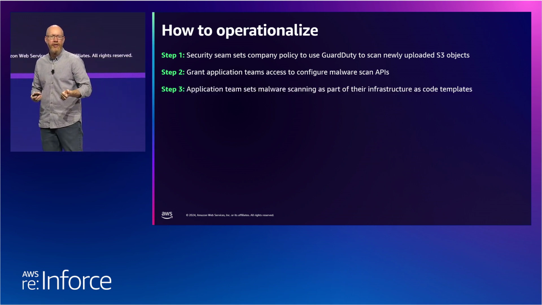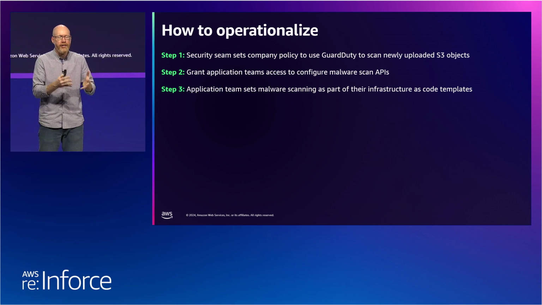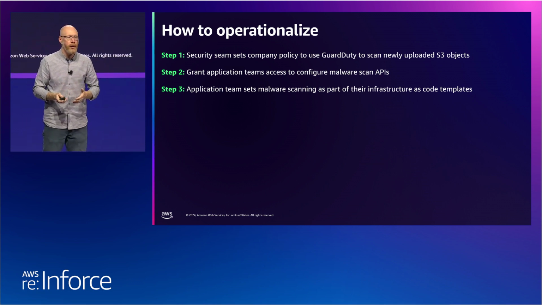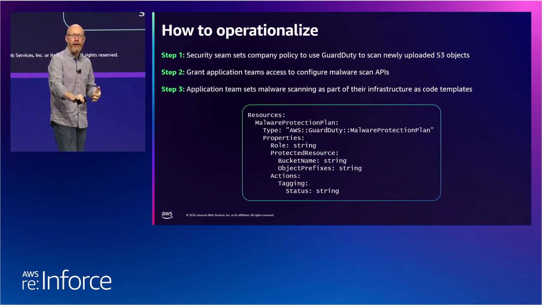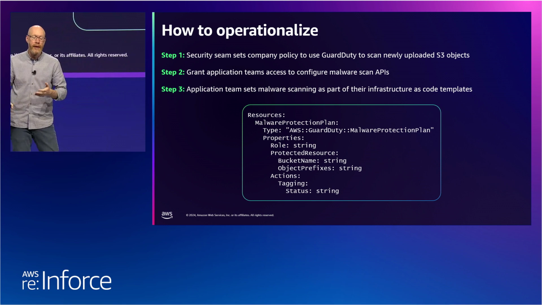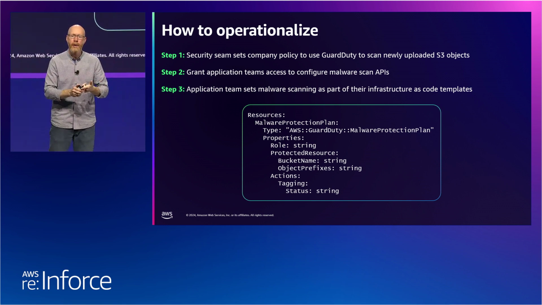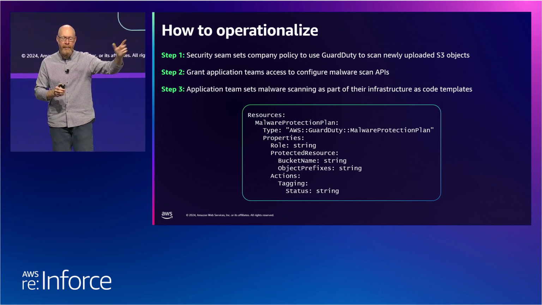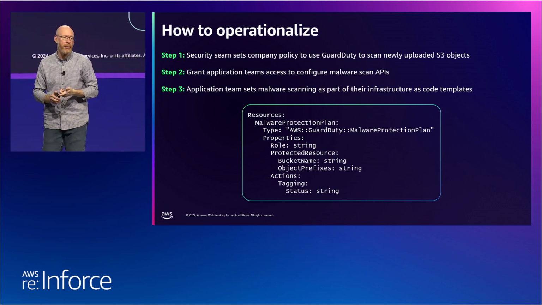And then the application team is going to embed into their deployment process, setting that scanning up as part of their infrastructure as code templates. So right now at launch, we have CloudFormation support. This is an example of the CloudFormation resource definition. It's very straightforward, just like the screenshot you saw. You're going to say the IAM role that GuardDuty can use to go and get the data out of the bucket name, any prefixes, and if you want tagging enabled.